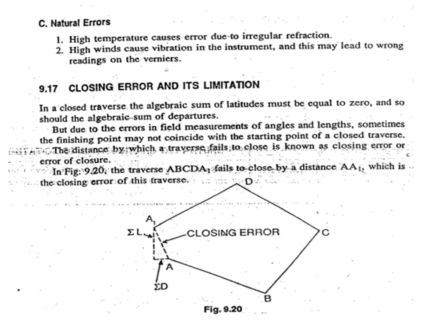In a closed traverse, the algebraic sum of latitude must be equal to 0 and so the algebraic sum of departure must be equal to 0. But due to errors in the field measurement of angles and length, sometimes the finishing point may not coincide with the starting point of a closed traverse. Therefore, the distance by which a traverse fails to close is known as closing error or error of closure, which is shown in the figure 9.2, where the distance between A to A1 is the closing error. So in figure, the traverse ABCDE fails to close by a distance AA1, which is the closing error of this traverse.